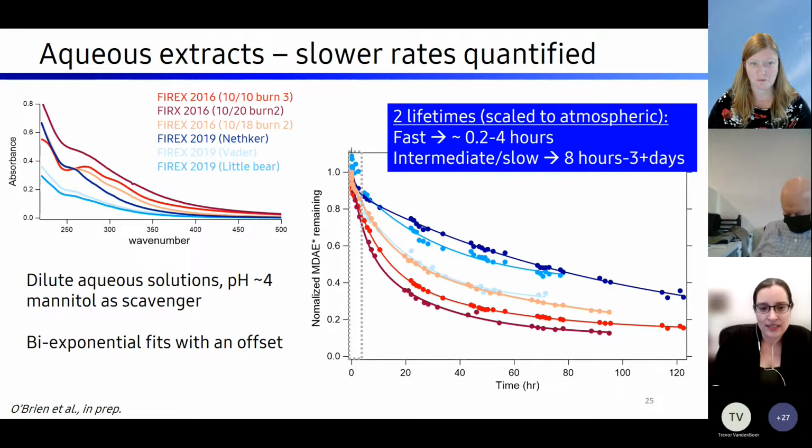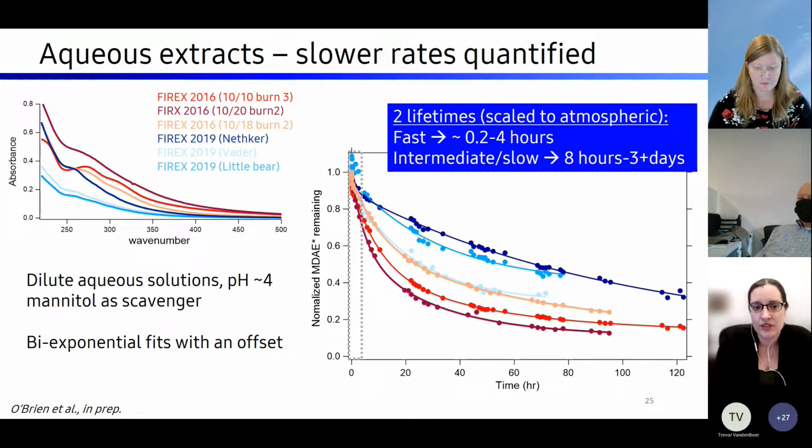The first of these rates is relatively fast, and this is now scaled to the atmosphere. It's got an atmospheric lifetime of something like a few hours. But it's only hitting a small fraction of the color. So the gray dotted line is kind of highlighting the region for that decay. The rest of this material appears to be more photoresistant, and it's coming down at a much slower rate. It's got a lifetime of anywhere from 8 hours out to multiple days in the atmosphere.